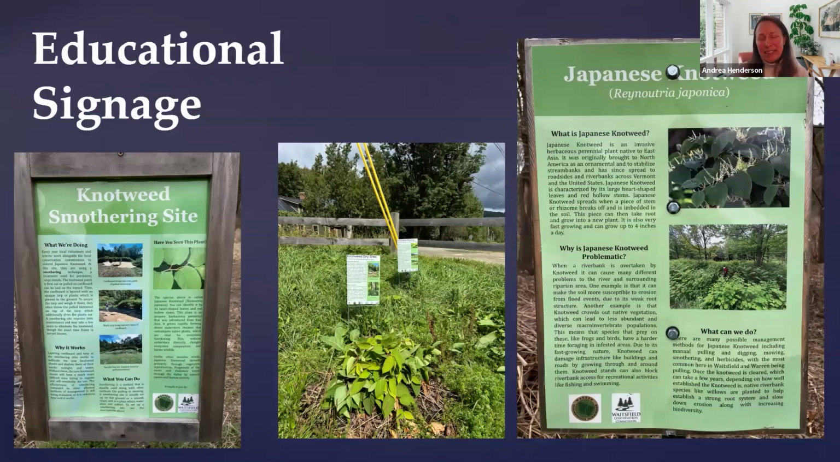This was started by the conservation commissions and it continues to evolve over time. So, informational signage regarding the Japanese knotweed itself: what it is, what it's doing, why it's a problem, what can we do about it? You'll see on the slide on the right, which is posted.